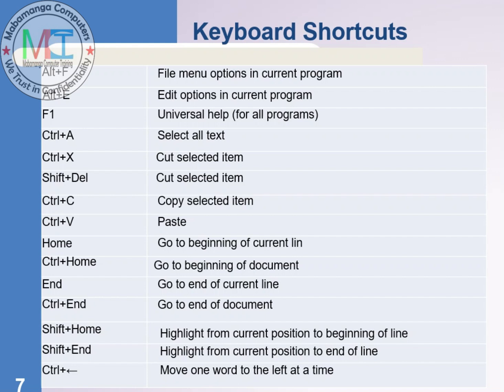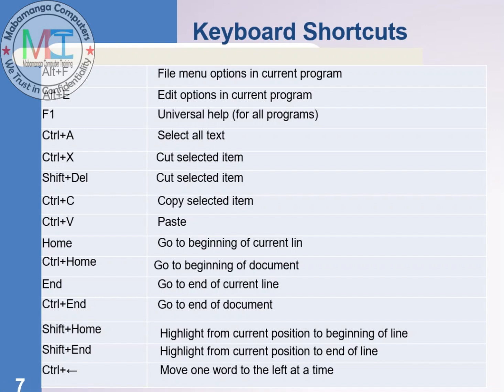F1 is for crying for help. If you are stuck in one environment and you need help, and you don't have somewhere to ask, you can just press your F1 and then start typing what you want to ask in that particular environment, provided you use the keyword very well. You can get a response from that. We have Control A, famous for highlighting all.